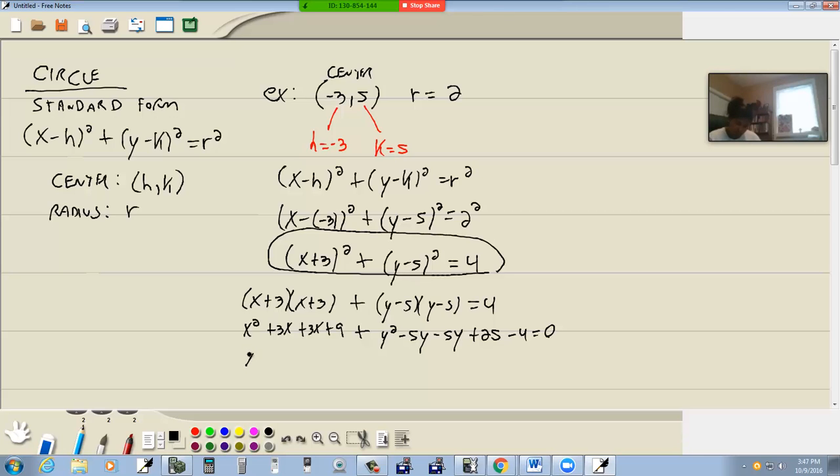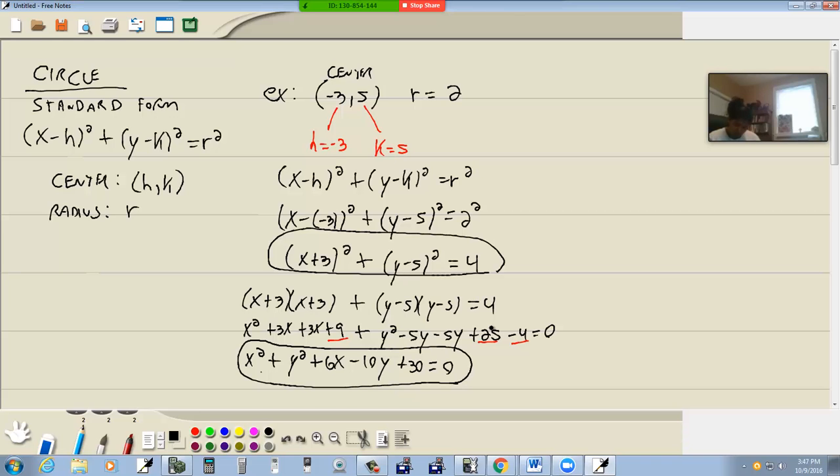General form usually means put the squareds together. So I got x squared and y squared, and I'll put those first. Then you put the first powers next. 3x plus 3x is 6x. Negative 5y and negative 5y is negative 10y. And then you put the numbers at the end. Of course, I'm going to combine them together. 9 minus 4 is 5, plus 25 is 30. And this is one variation of general form.